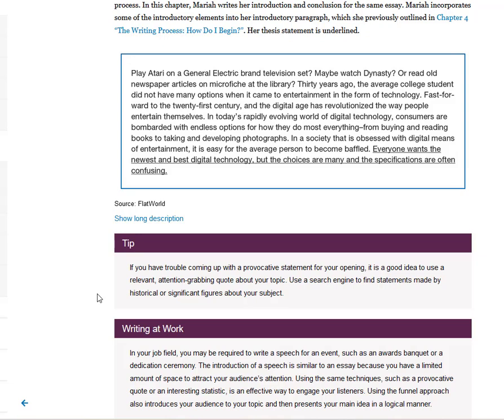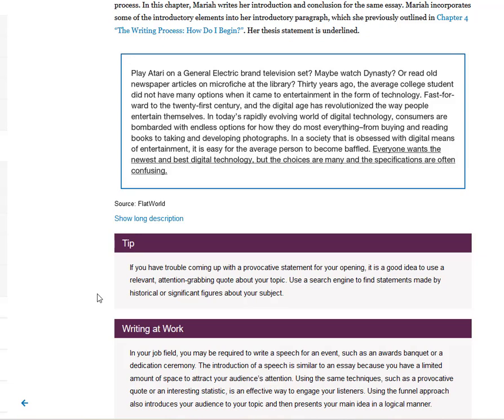Play Atari on a General Electric brand television set, maybe watch Dynasty, that's a hook, or read old newspaper articles on microfiche at the library. 30 years ago, the average college student did not have many options when it came to entertainment in the form of technology. Fast forward to the 21st century, and the digital age has revolutionized the way people entertain themselves. In today's rapidly evolving world of digital technology, consumers are bombarded with endless options for how they do most everything from buying and reading books to taking and developing photographs.